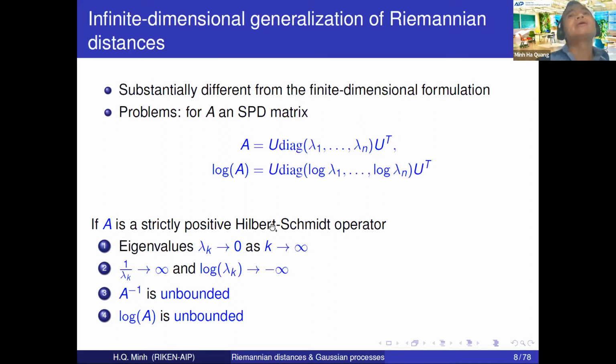Now, if A is an infinite dimensional positive operator, a covariance operator for example, then it's a Hilbert operator. So it has infinitely many eigenvalues. The eigenvalues lambda k will go to 0 as k goes to infinity. So then 1 over lambda k will go to infinity, and log of lambda k will go to negative infinity.